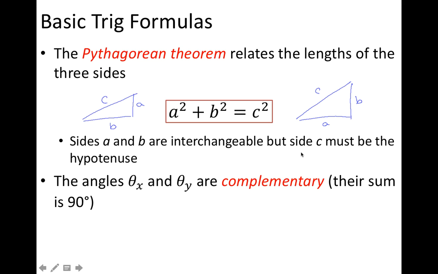We should also remember that angles theta x and theta y are complementary, which means that they add up to 90 degrees. And we know that that's true because the three angles in a triangle have to add up to 180. And we already know, since we're talking about right triangles, that one angle is 90 degrees. And so the other two angles, theta x and theta y, have to add up to the other 90 degrees to make the total 180.